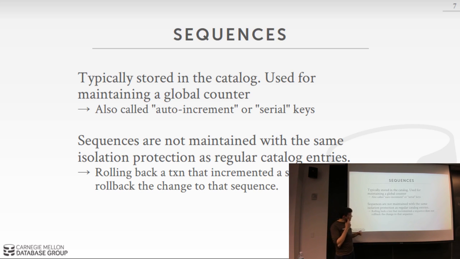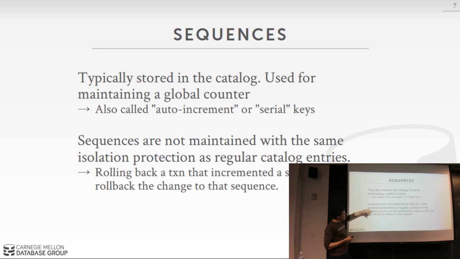But in the case of sequences, what's going to happen is a transaction is going to come along and update the sequence to get a new value, and then it may or may not commit. But we want to make sure that value actually gets persisted, because another transaction at the same time may also increment the sequence, and we'd want the value to go up. And if that first guy fails, we don't want to go back, because we've already given out another sequence value to another transaction.